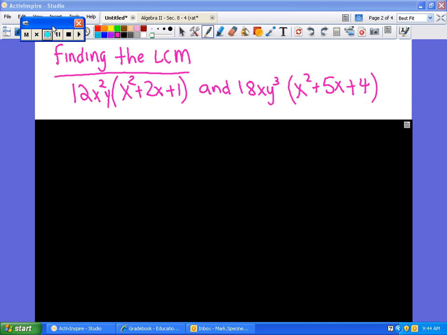Alright, so here's my two expressions, and I'll give you a second or two to write them down.